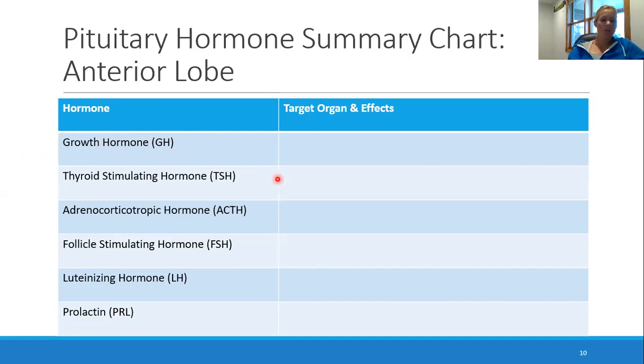Thyroid stimulating hormone, TSH, is going to have an effect on the thyroid gland, and its job is to cause the release of thyroid hormone. ACTH is going to have its target be the adrenal cortex, and this will cause the release of androgens and glucocorticosteroids. This will help us deal with stressful situations.